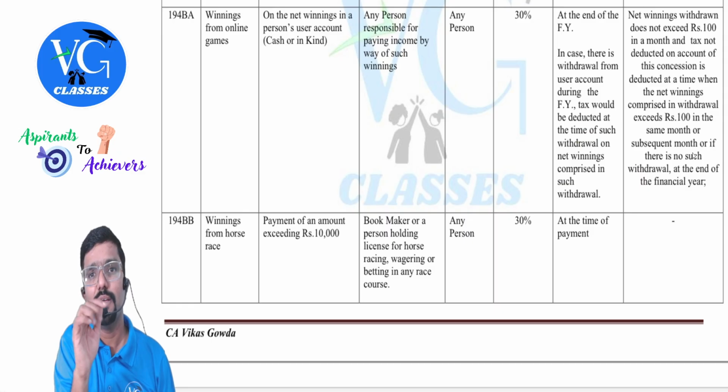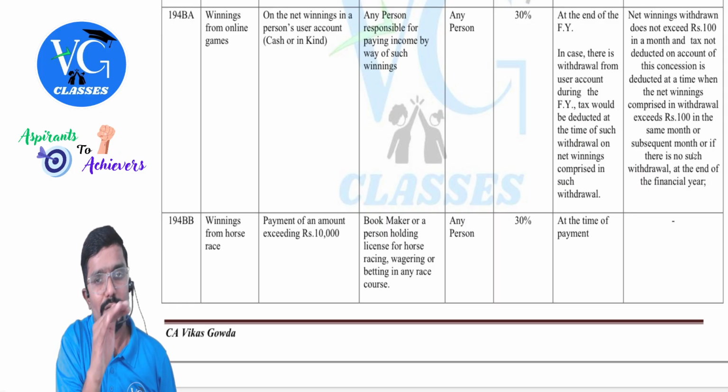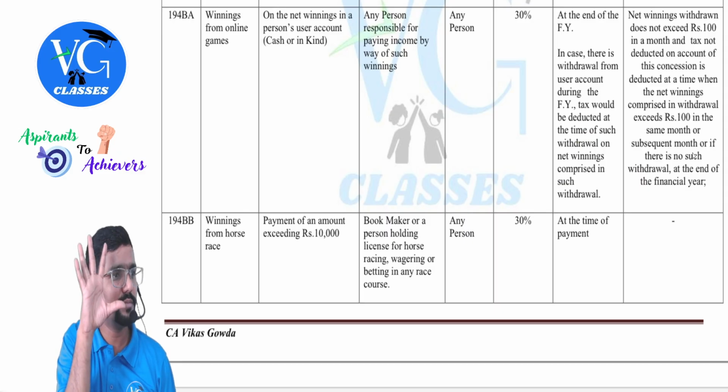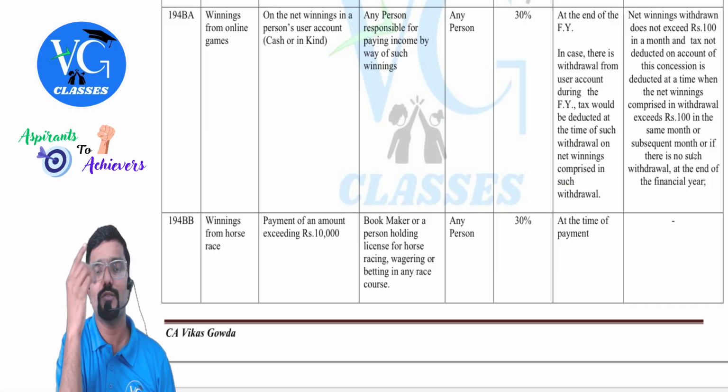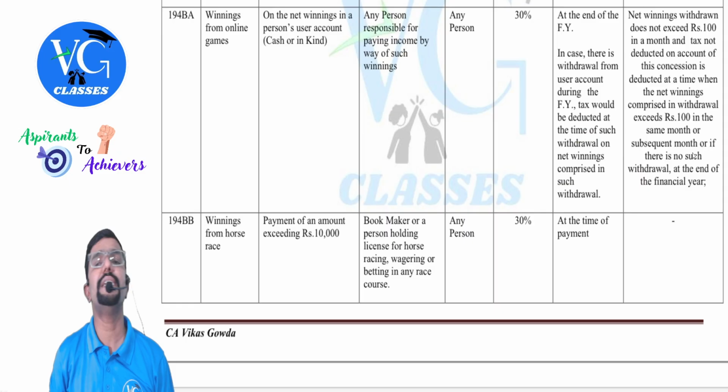What is that net winnings? What I bet will be reduced. For example, I won, assume, 5,000 rupees. But the amount which I have put as bet is 1,000. So what is the net winnings? 4,000. On that TDS would be deducted.